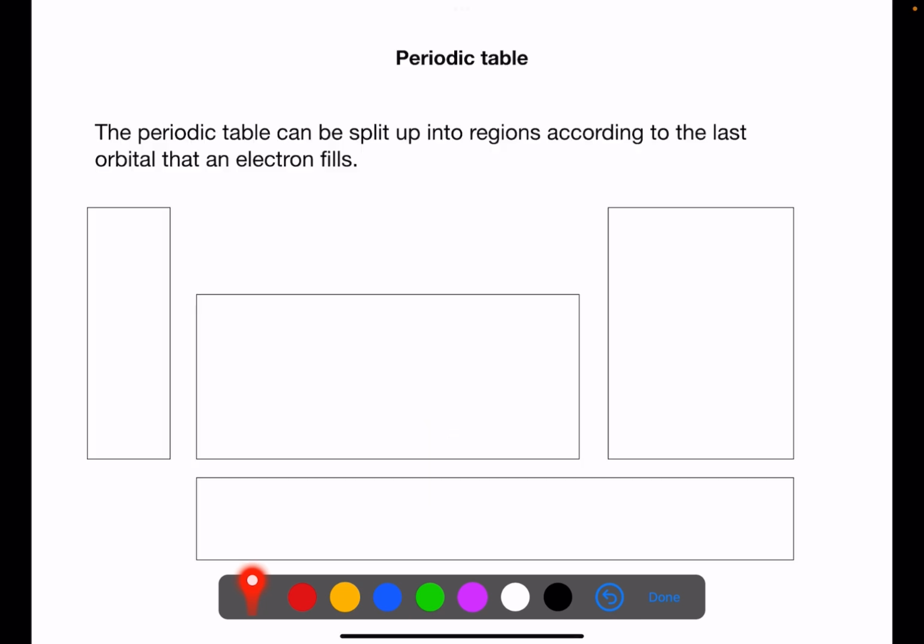So the periodic table can be split into 4 sections according to the last orbital that the electron goes into. So if you're in this section here, the last orbital that an electron goes into is the S. If you're in this section here, the last one is a P. If you're in this bit, the last one's a D. And this bit, the last one's an F.